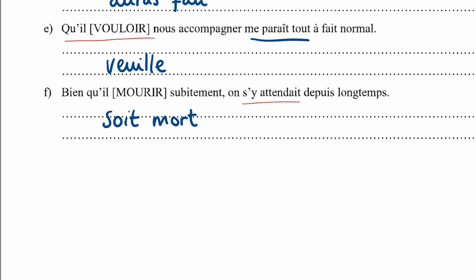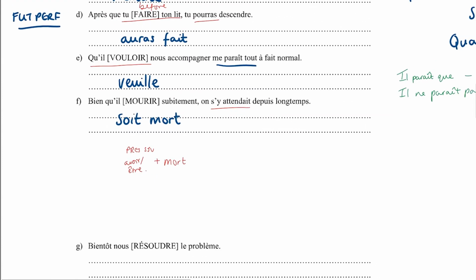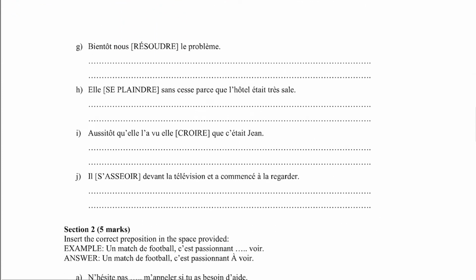And you just have to say, even though he died, past tense, suddenly we had been awaiting it for a long time. And your perfect subjunctive is just going to be your past participle, mort, plus your present subjunctive of avoir or être. And there you have your perfect subjunctive. Bon, qu'il soit mort subitement, on s'y attendait depuis longtemps.